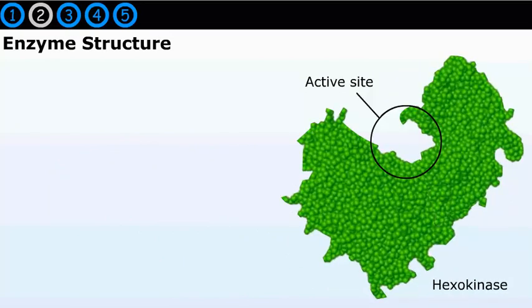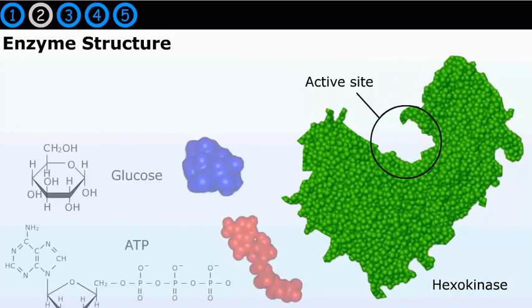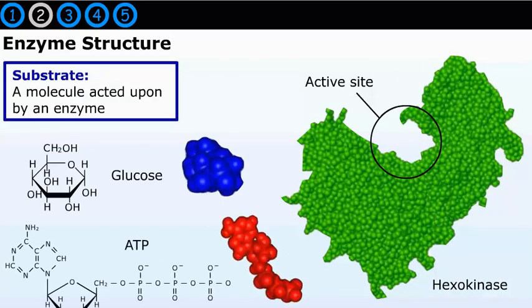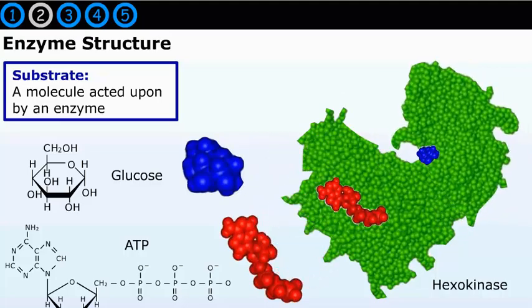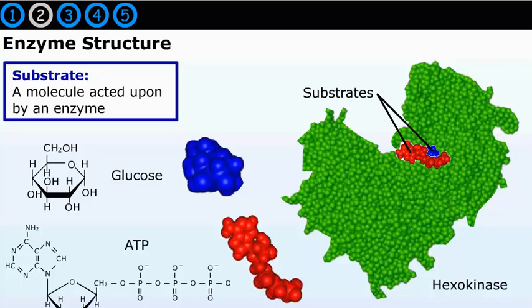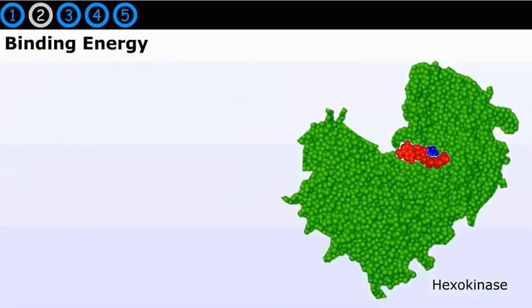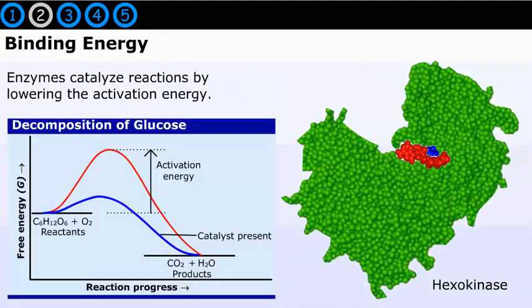Specific regions of the enzyme molecule bind other molecules called substrates. Substrates are the molecules that react. In this example, glucose and ATP are the enzyme's substrates, and the enzyme is hexokinase. How do enzymes work? Enzymes catalyze reactions by lowering the activation energy.